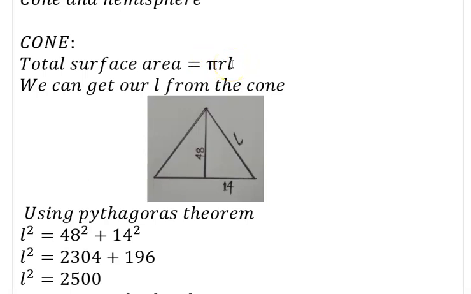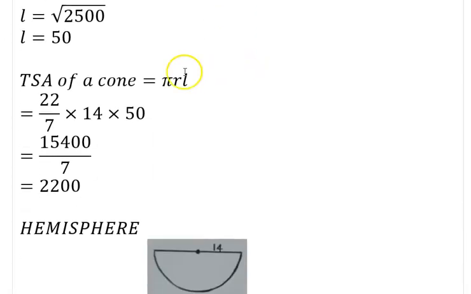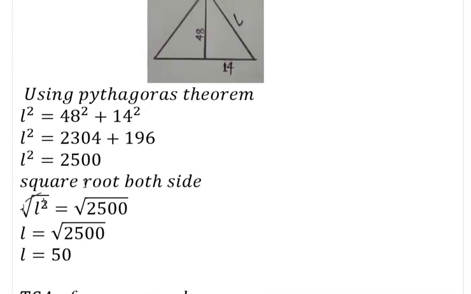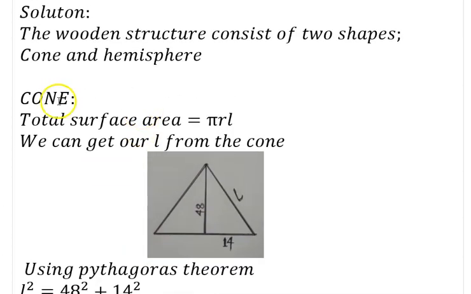So we just get the total surface area of our cone. That's what we've done here. Total surface area of the cone: pi, this is our R, has been given in the question, this is our L that we've just gotten. Multiply all, 22 times 14 times 50 will give you 15,400, divided by 7 will give you 2200. That is the total surface area of the cone.